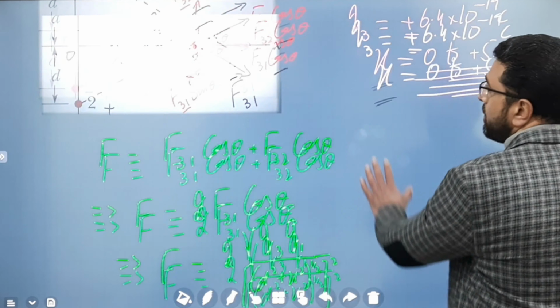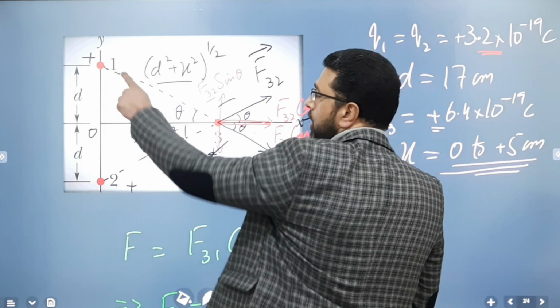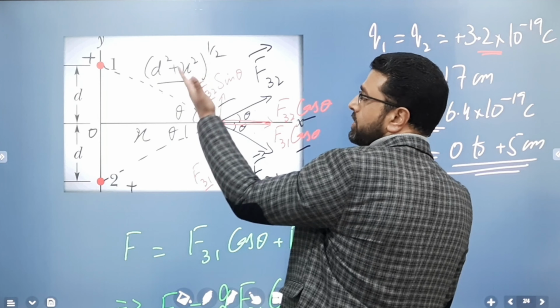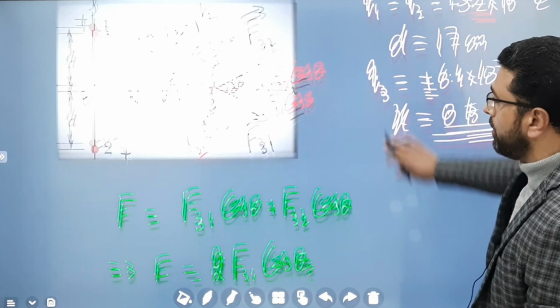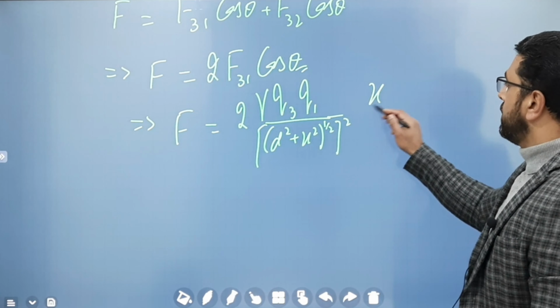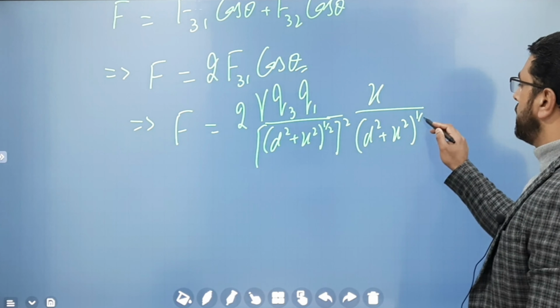Now from the same diagram, cos of theta, we can use this right angle triangle here. Cos of theta is base divided by hypotenuse, the adjacent side divided by hypotenuse. So x divided by (d square plus x square) power 1 by 2.